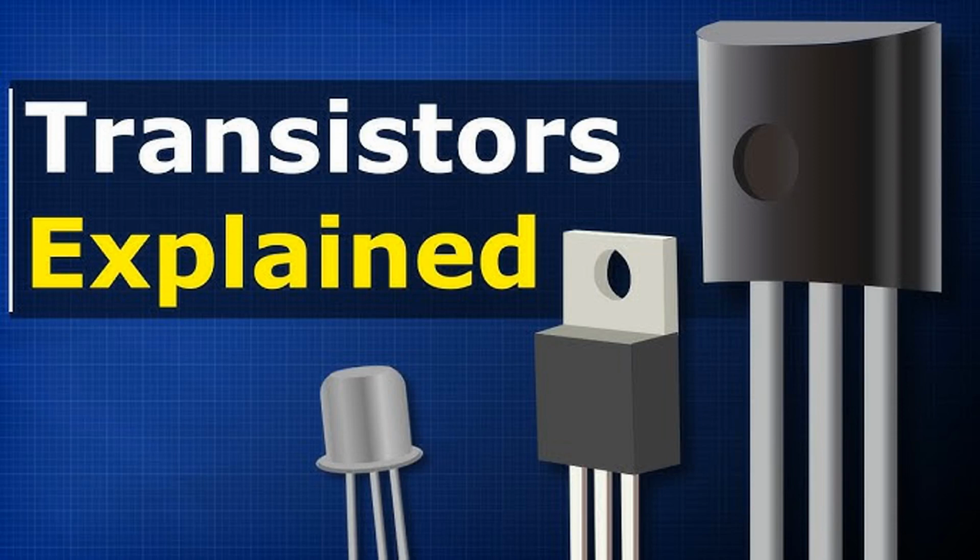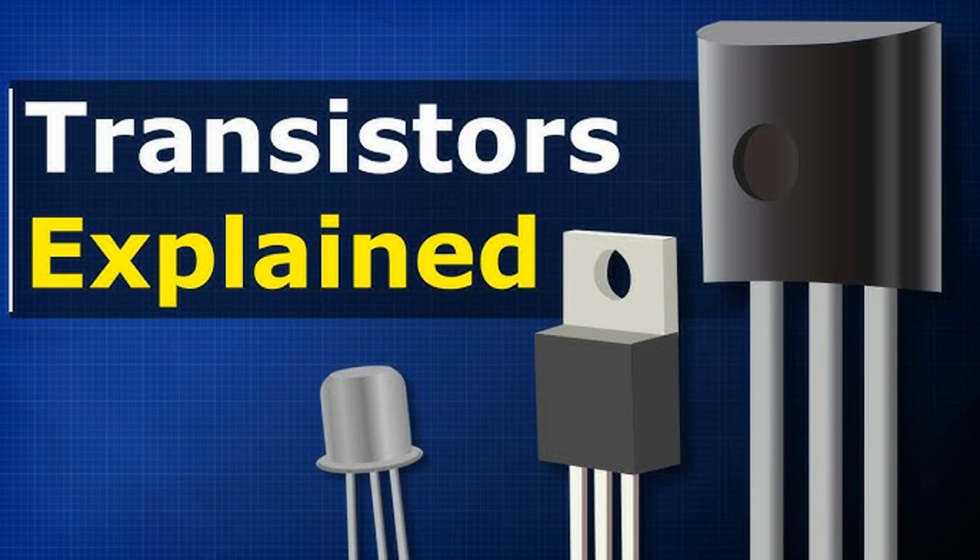Complete explanation of PNP transistor. A PNP transistor is a type of bipolar junction transistor, BJT. BJTs are electronic devices used in various electronic circuits for amplification, switching, and signal processing. The PNP transistor is one of the two common types of BJTs, the other is the NPN transistor.